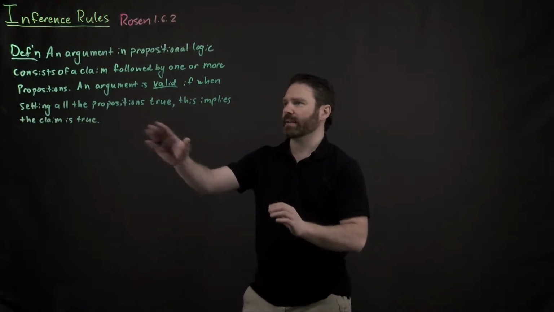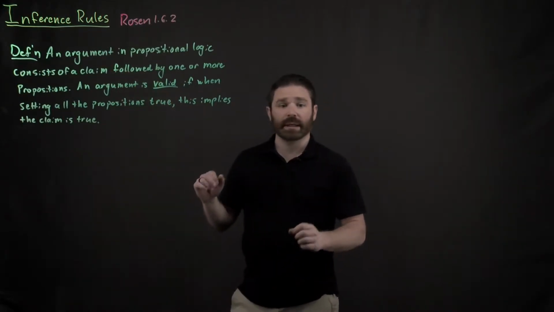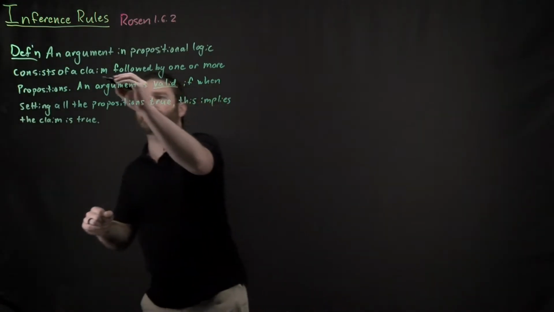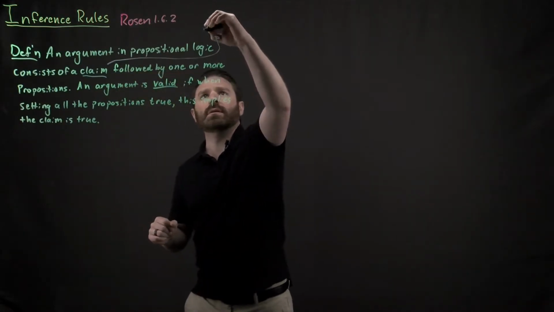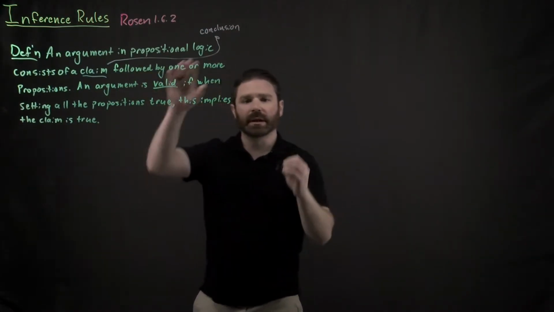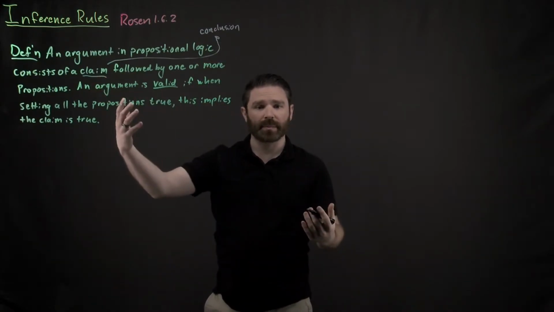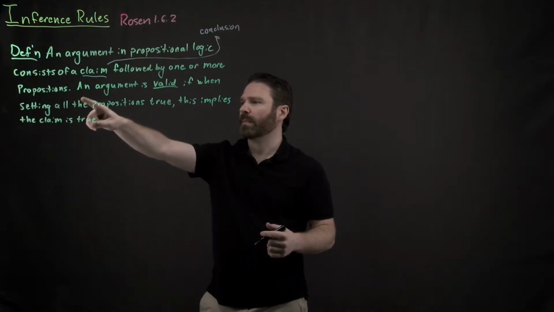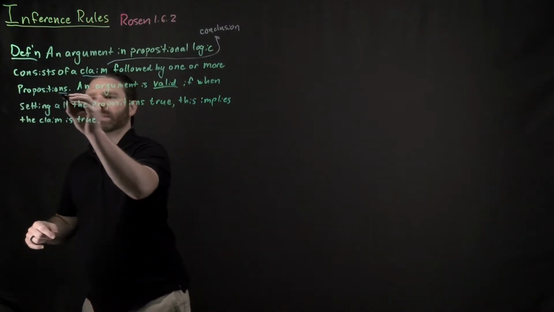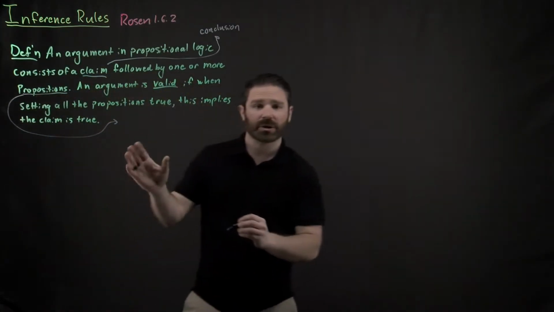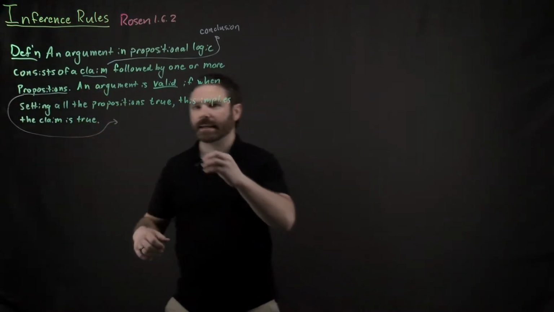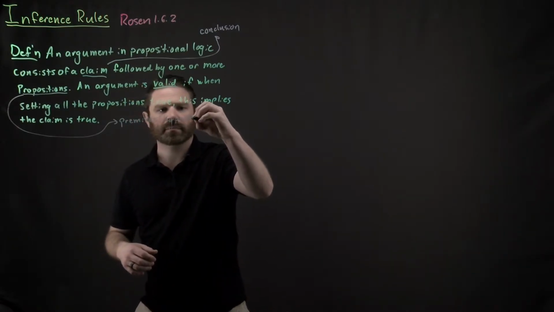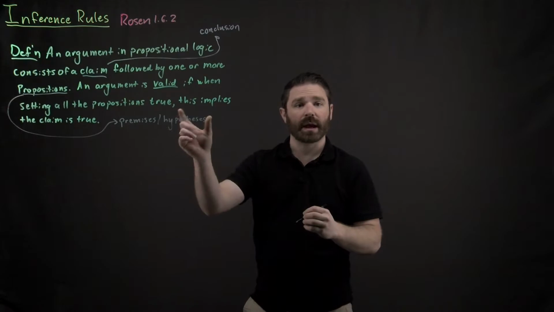So let's go ahead and break down this definition right here. An argument in propositional logic consists of a claim. And this claim right here is usually called the conclusion. So this claim right here, it is a proposition, and we refer to it using the name of a conclusion, followed by one or more propositions right here. And so by propositions, these are logical propositions, and we usually refer to these as either the premises or the hypotheses.